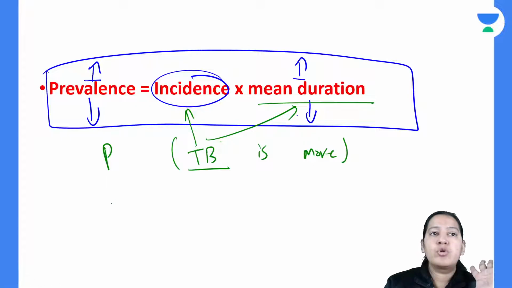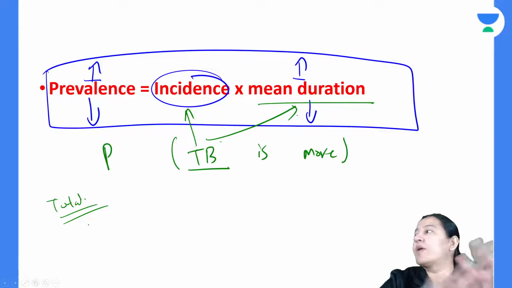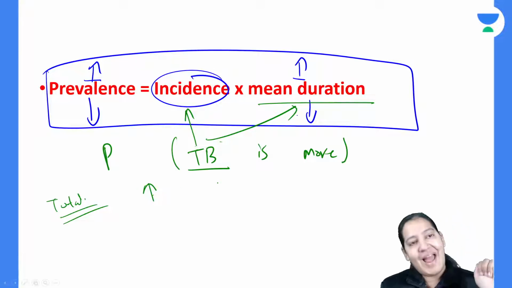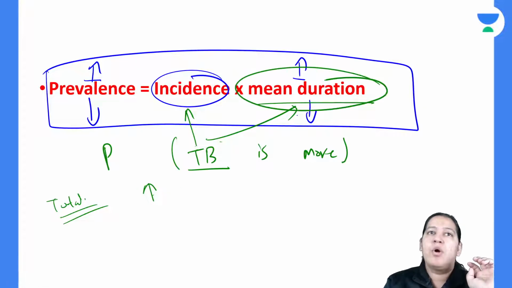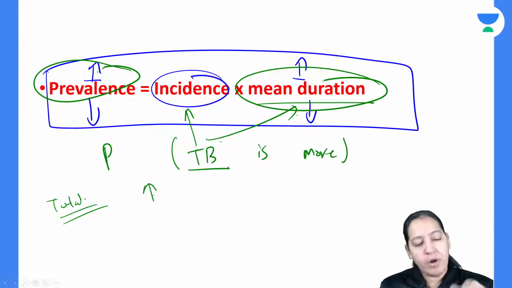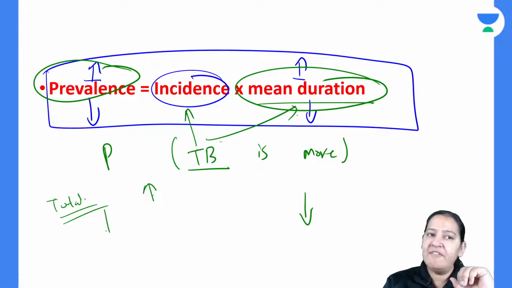So if you find out total cases of TB in India right now, today, if you say, ma'am, I will see all total cases today, you will get a high answer. Because it is not the incidence which is more, it is the duration which is more. So the diseases which have more duration of illness have more prevalence. We got this point. Now let me come to the diseases which have short duration of illness. They will have less prevalence.